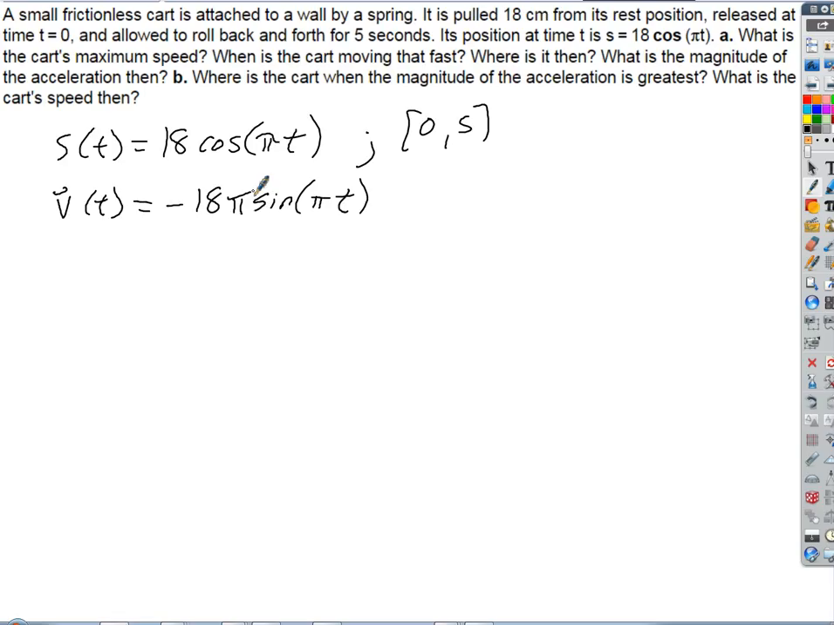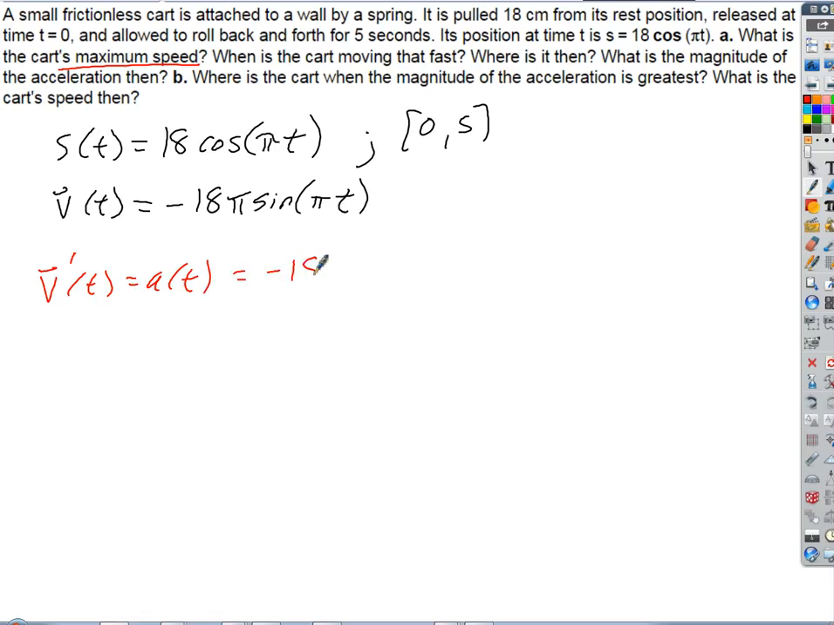No, because this is the derivative of position. Oh, so we need to take the derivative of that. Yeah, they're wanting us to maximize speed, right? So we've got to take the derivative of v. We could call that v prime of t. It just happens to be acceleration, but it's the derivative of velocity, right? So what's that going to give us?